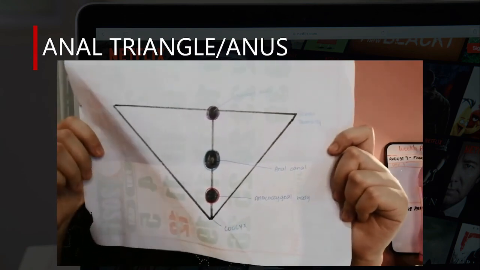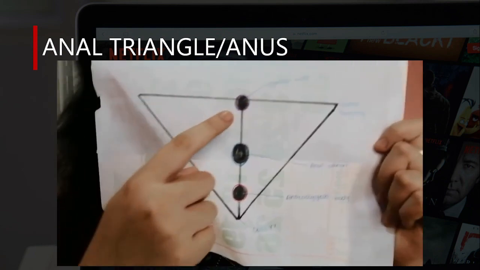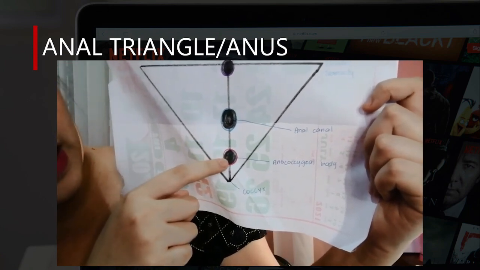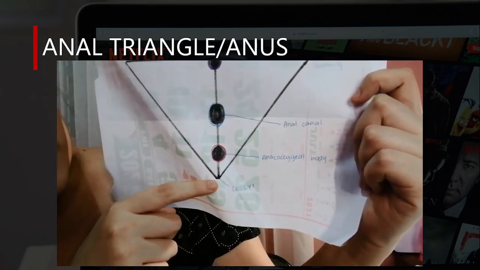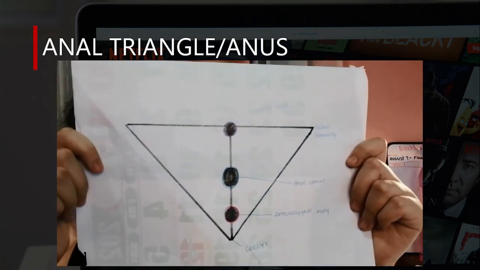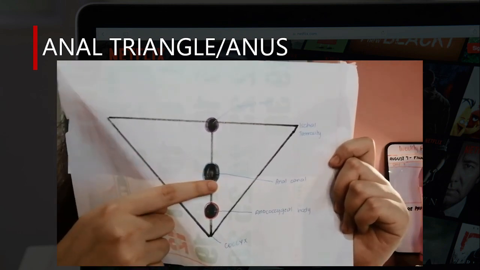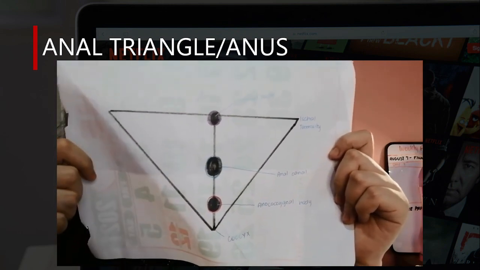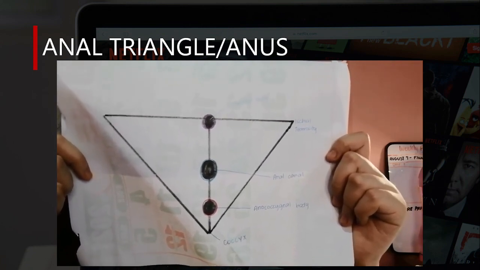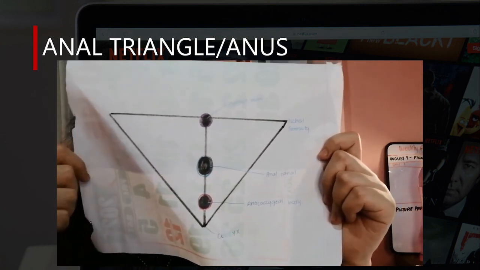So this is my visual for the anal triangle. So this is the perineal body. This is the anal canal, the anococcygeal body, the coccyx, and the ischial tuberosity. So the anus is the lower opening of the anal canal, and lies in the midline. In the living, the anal margin is reddish-brown and puckered by the contraction of the external anal sphincter. Around the anal margin are coarse hairs.